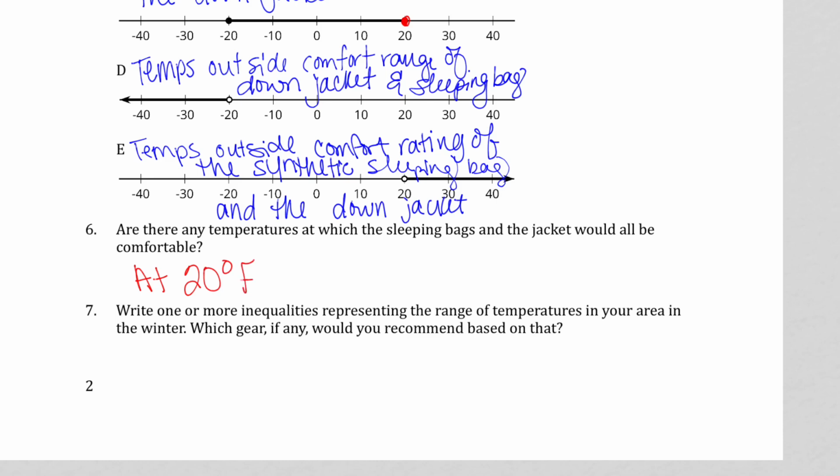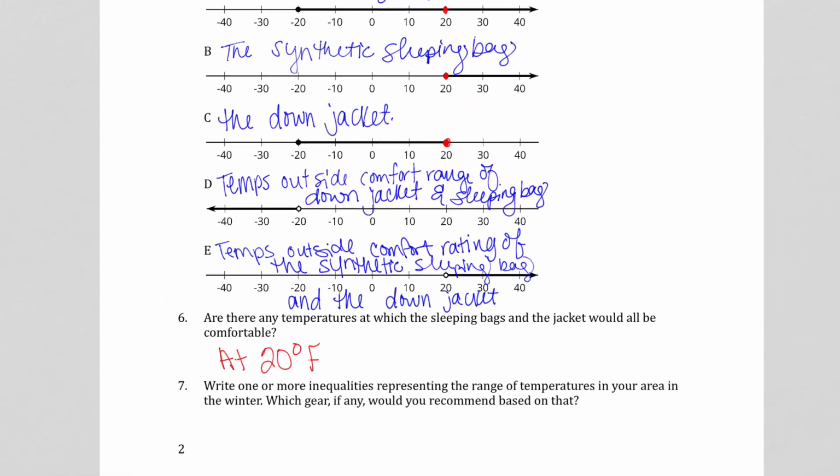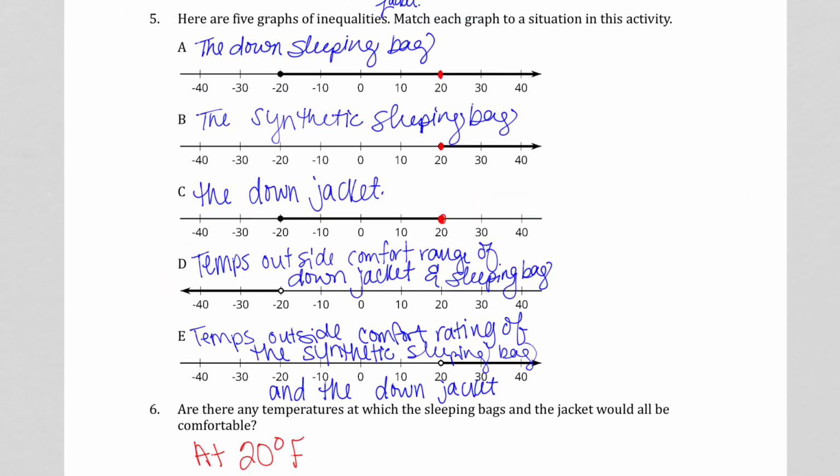Write one or more inequalities representing the range of temperatures in your area in the winter. Which gear, if any, would you recommend based on that? So on a typical winter here, which gear do you think you would need? Probably just the jacket. Yeah, it doesn't really dip down into the negatives, right? So probably not even that. We probably just need the sleeping bag, because the down jacket is for negative 20 to 20.